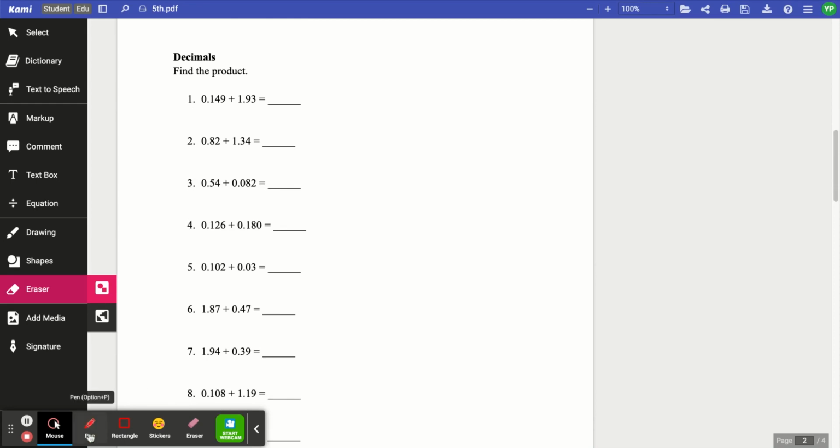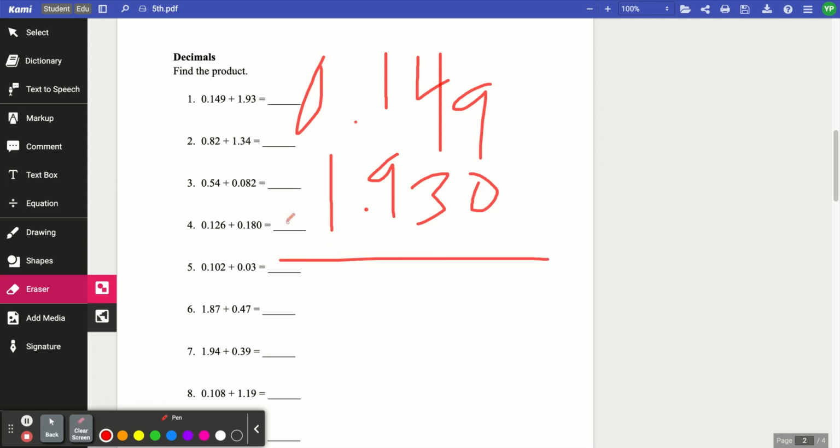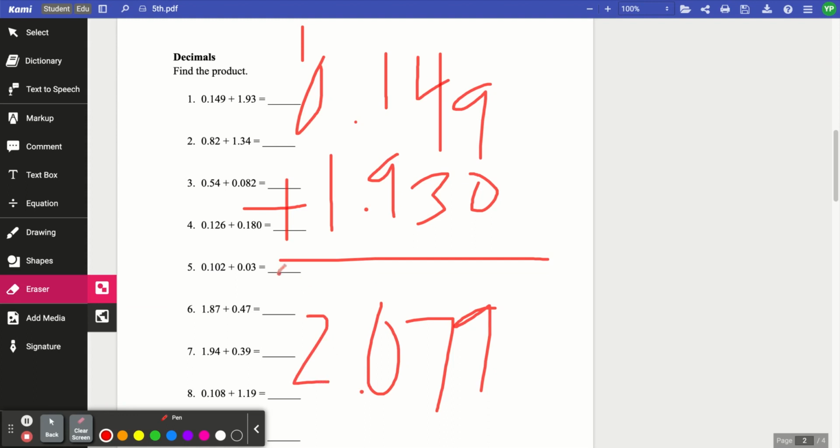Now let's move on to decimals. Adding decimals is basically the exact same thing as regular adding. You just set it up, and remember to put zeros as placeholders. You don't have to, but just remember. So 9 plus 0 equals 9. 4 plus 3 equals 7. 1 plus 9 equals 10. So you just move it across, and you slide the decimal point down, and then this becomes 2. So for number 1, this is the answer.